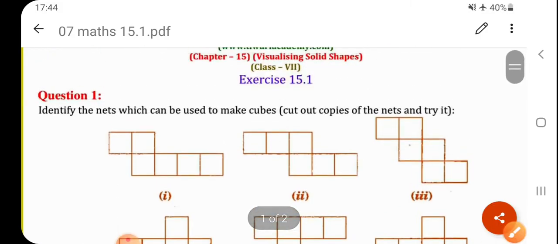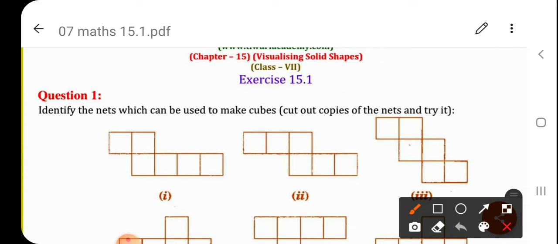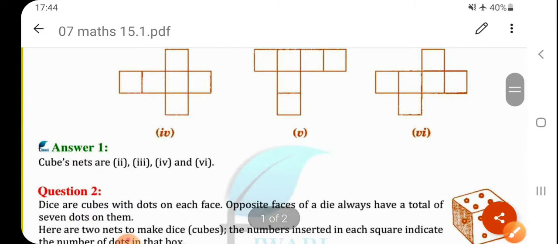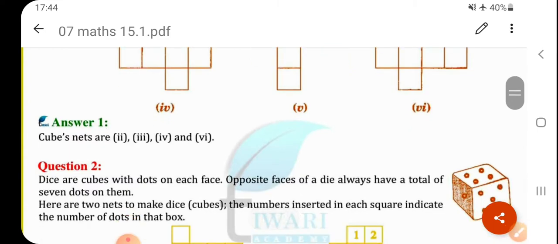So first of all, take a piece of paper, make the cube and try to make the different nets, whether it is possible or not. You have to remember this, because without showing I cannot explain this one.